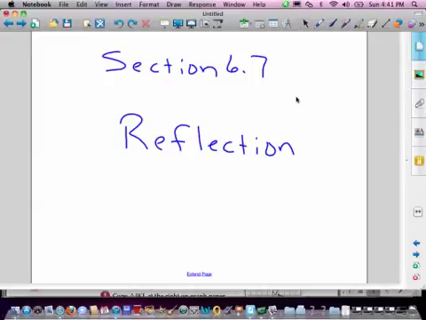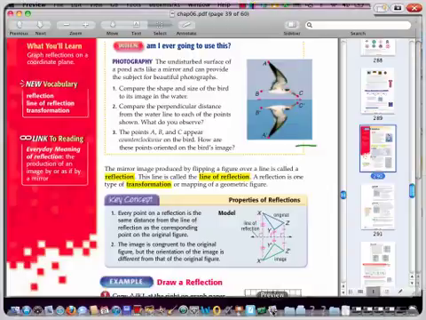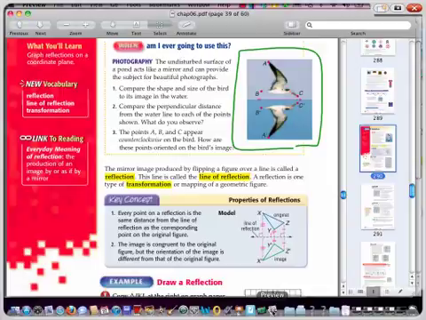This is section 6-7 on reflection. And so what are we talking about here when we're talking about reflection? Take a look at this picture over here. And obviously you've all seen this. I mean, you've seen a picture of something that's been reflected in a mirror or on a pond or whatever. And this is what we're talking about. We're talking about reflection of an object. And in math, we're going to talk about it obviously over a line like the x-axis or the y-axis. Those are the things that we're going to be looking at.